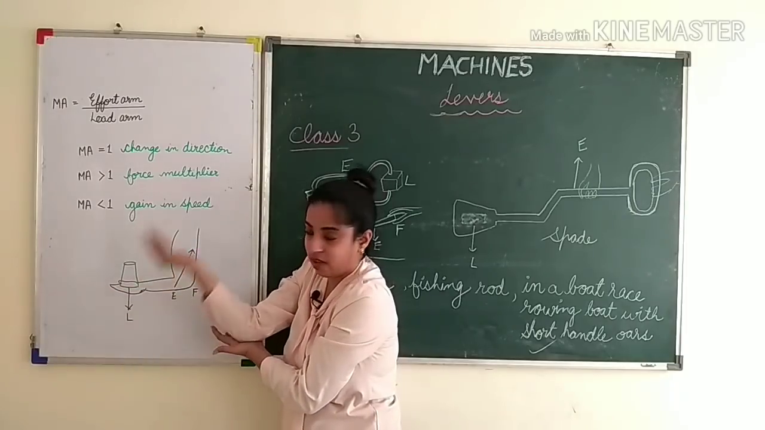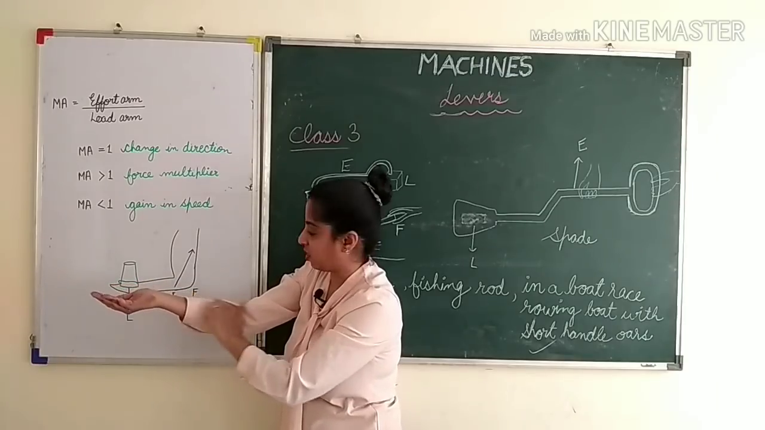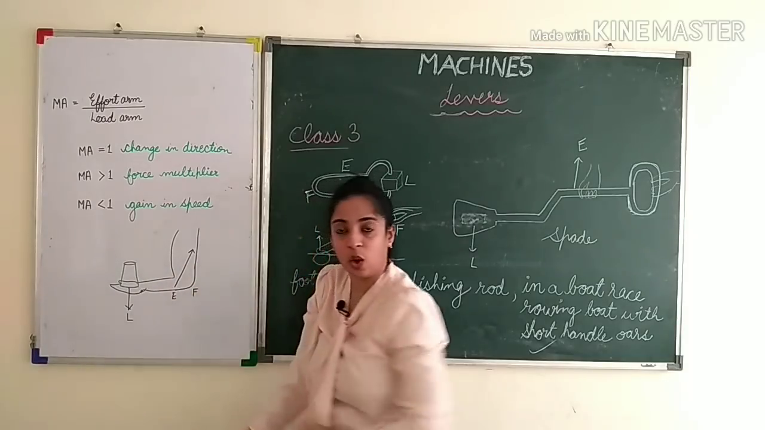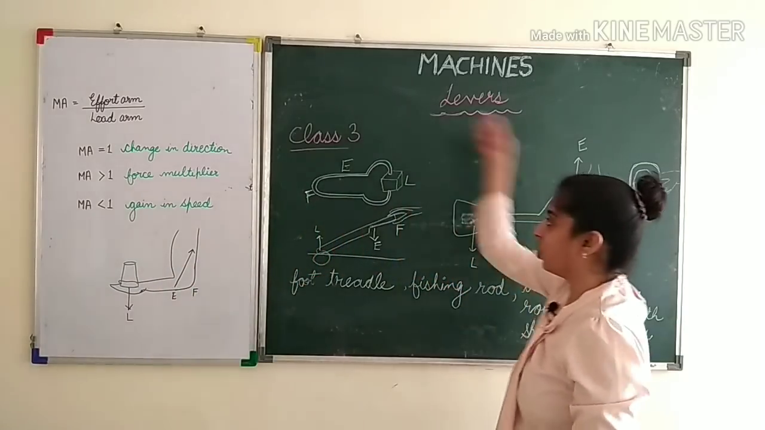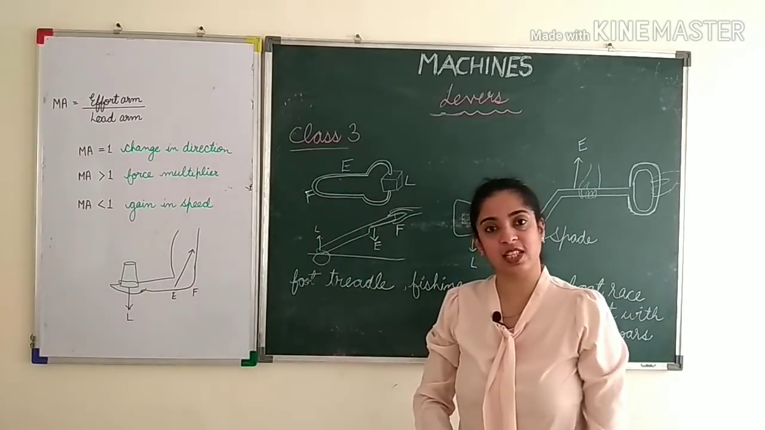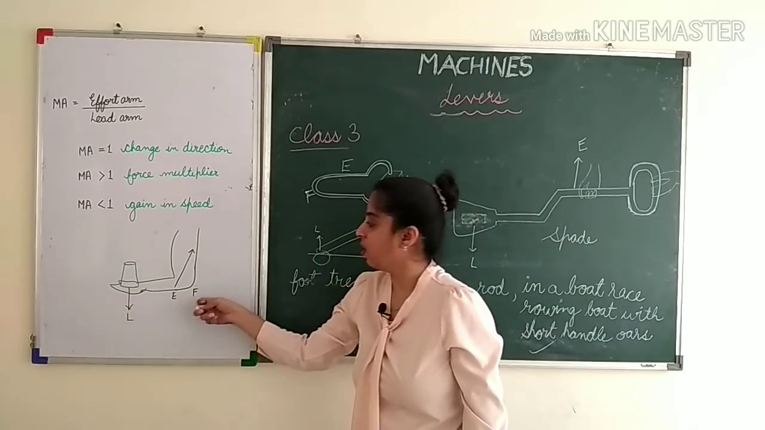So this is the fulcrum where it moves, load acting downward, and these muscles are exerted. So effort is here, load is here, both are in opposite direction. In class 3, you should remember that mechanical advantage is always less than 1, and effort is in between load and fulcrum.